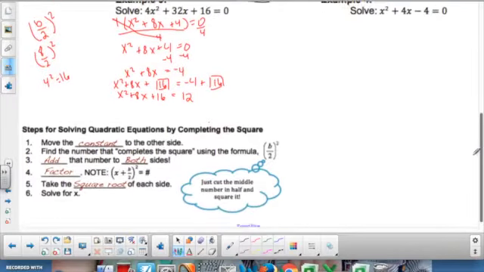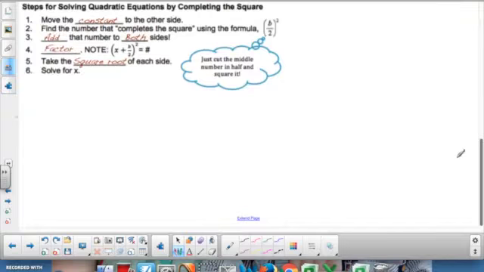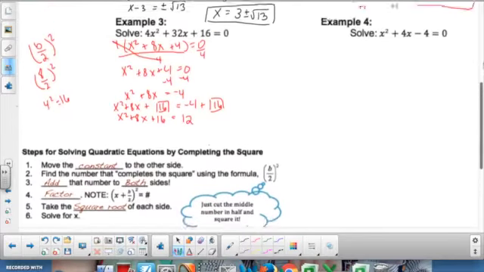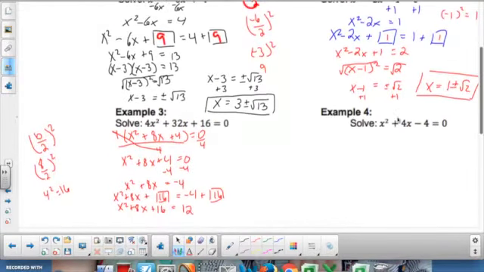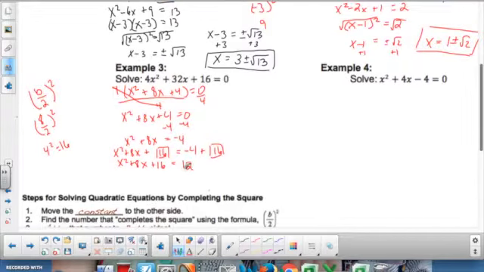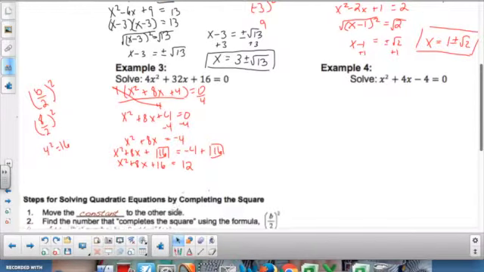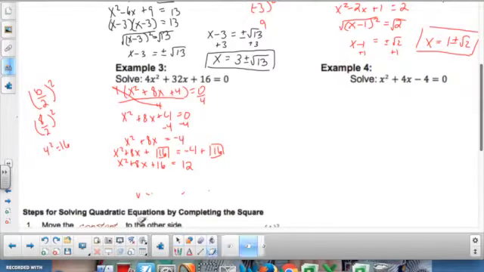Okay, remember each time it is going to end up being a perfect square trinomial, so make sure that you're paying attention when you do your b over 2. That's going to be the number that is your perfect square. So it's going to be x plus 4, because my b over 2 ended up being 4, squared equals 12. Now I'm ready to take the square root.